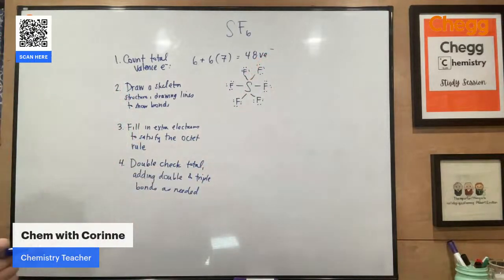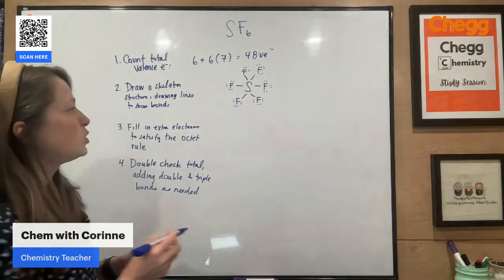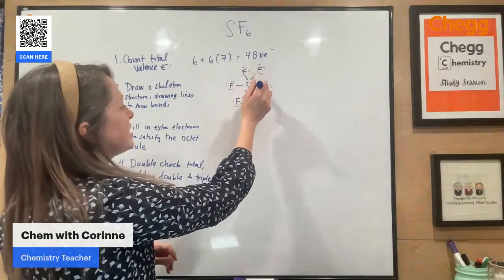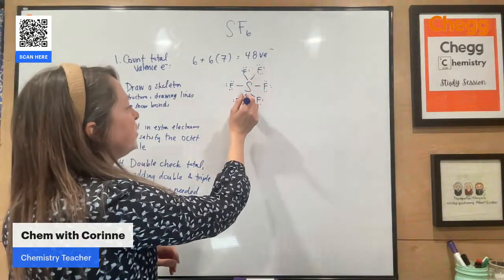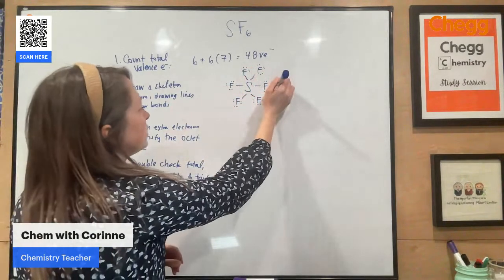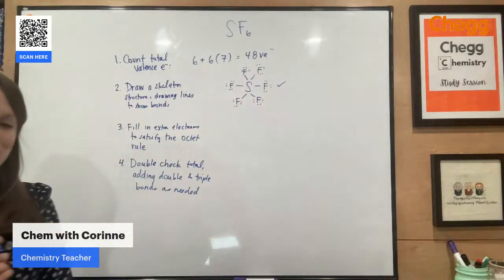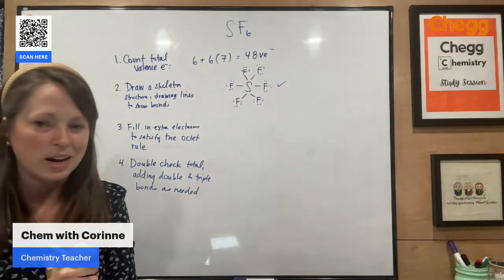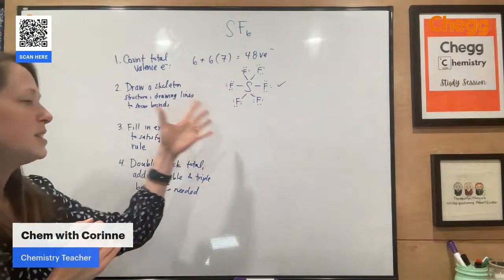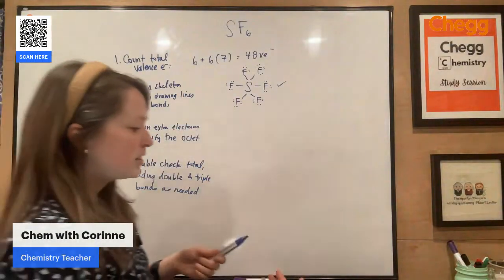All right, and now my last step is I'm going to double check the total by seeing if it all adds up. So right now I have 8, 16, 24, 32, 40, 48. So this checks out. All right, so this is just an example of the expanded octet. So basically what this means is when I go to do the geometry, it's going to look slightly different.